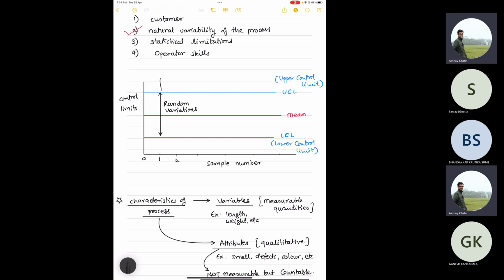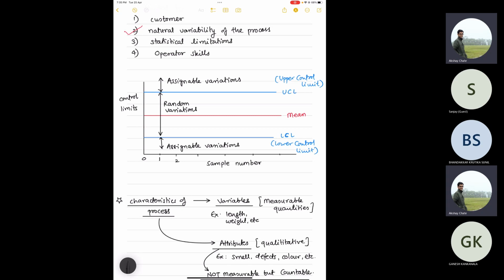Whereas the variations which are out of the bounds of the control limits are called assignable variations. This itself is one of the questions that I came across. I'll just read it out. I think I have given the answer directly. The question is, in the control chart, this whole thing is called a control chart, control limits versus sample number.